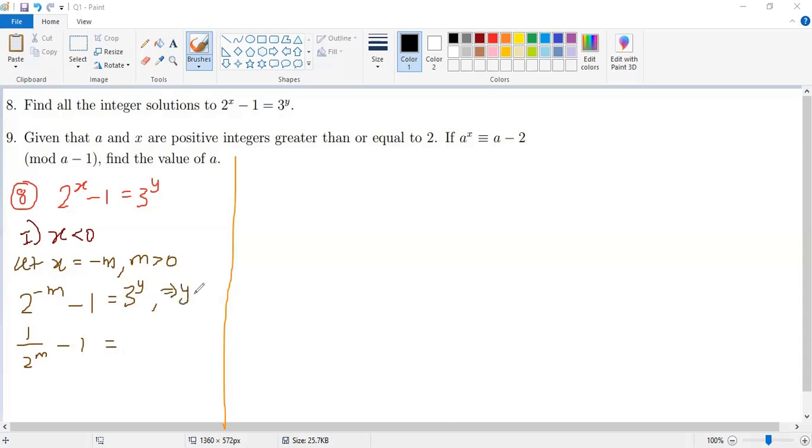Because if y is not less than 0, then we have a contradiction: the left hand side is less than 1 and the right hand side will be at least 1. So we let y equal negative n, where n is a positive integer likewise. I'm just making the writing style a bit simpler now. So we have 1 over 2 to the power m minus 1 equals 1 over 3 to the power of n. Now, is such an equation possible?